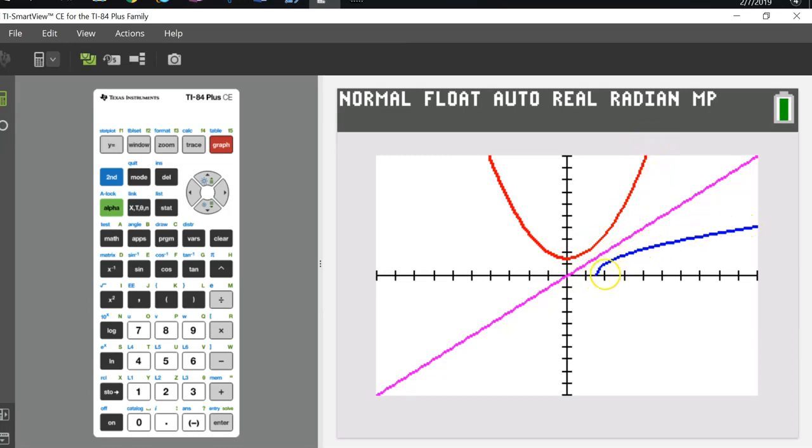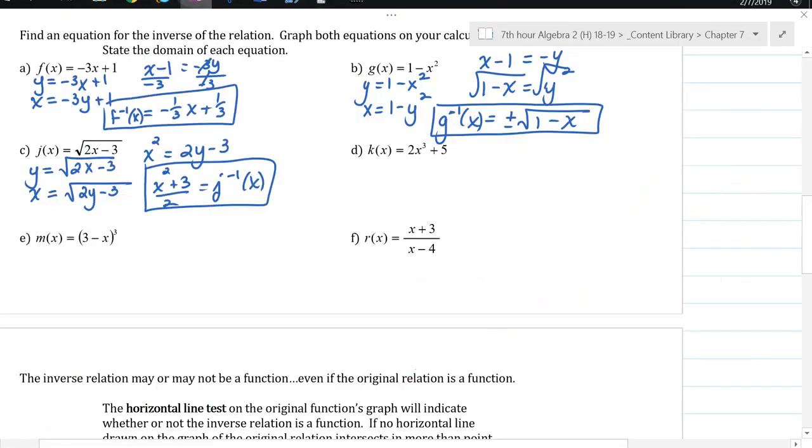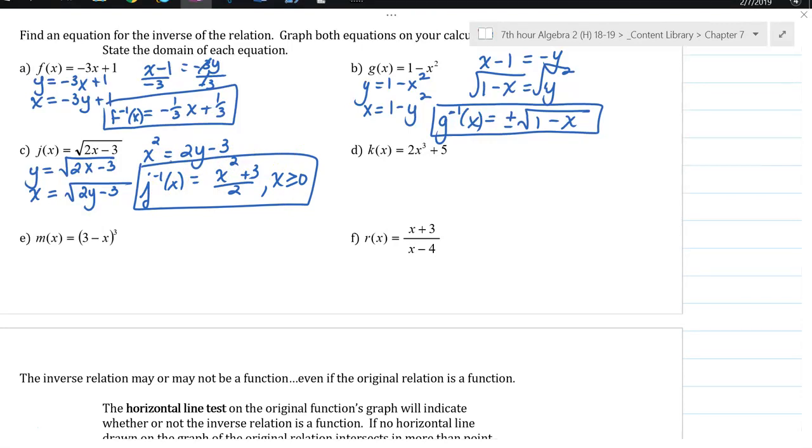So the reflected part of this blue graph is going to be just this part right here of this red graph. So what we have to say when we give the inverse is, let's rewrite it: j inverse of x is equal to (x squared plus 3) all over 2 when x is greater than or equal to 0. That's what we want to say, because we just want the positive part of that graph, not when x is negative.